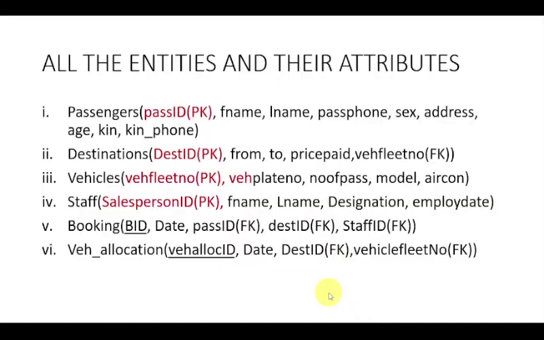Okay, now let's take a look at how the table is looking. So here's the final table, all the entities that we have here. We have passengers, destinations, vehicles, the staff, the bookings, and the vehicle allocation tables. So these are all the tables that are necessary. These first four are the major tables, and the booking and vehicle allocation are the join tables to ensure that the many-to-many relationship between them has been broken down to one-to-many relationships.